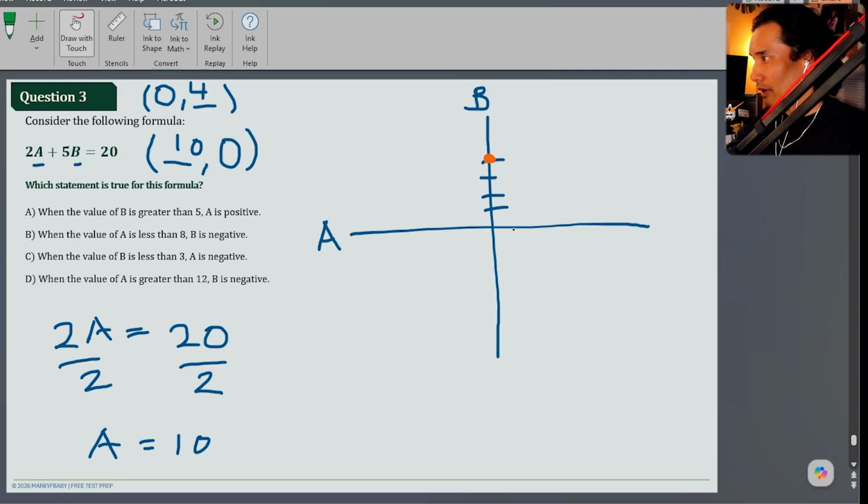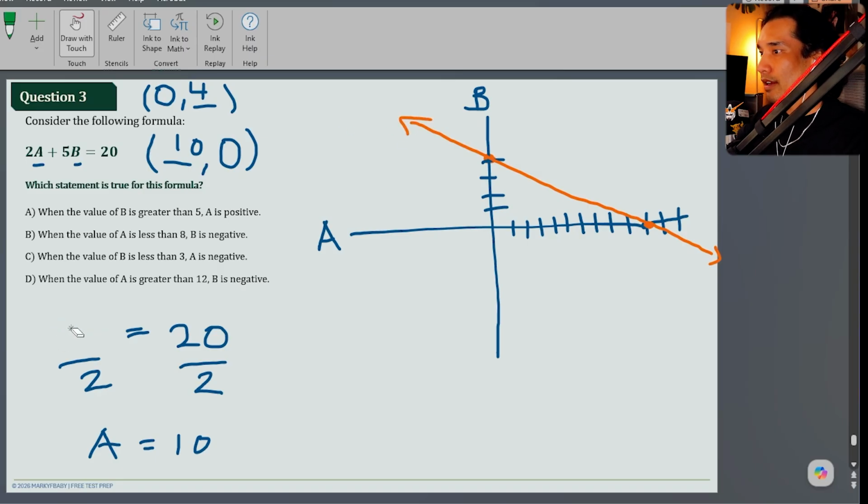We have 0, 4, and then we have 1, 2, 3, 4, 5, 6, 7, 8, 9, 10. 11, 12. All right. Oops. Let's use the same color. And then I'm going to connect the dots. It is an art to connect the dots, guys. It is kind of hard to do that.